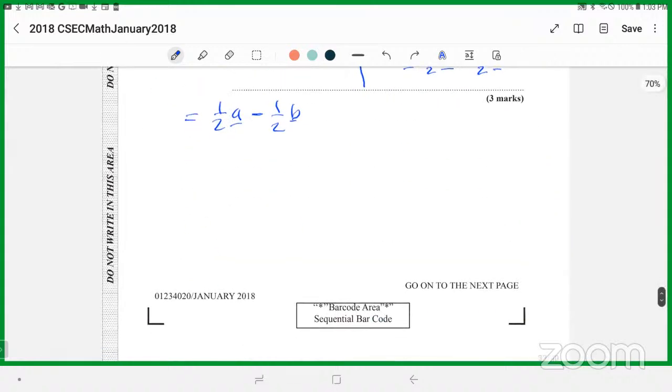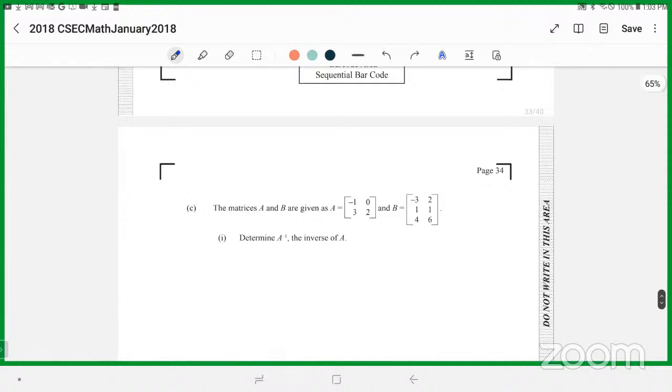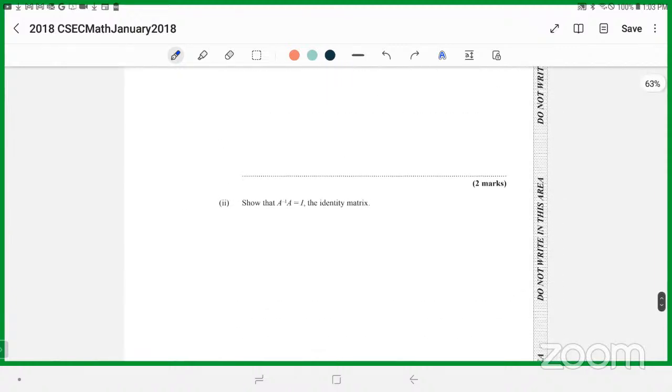Let's look at another one, if there's any other part to this. No, the rest of it is no matrices. All right, that finishes that question.